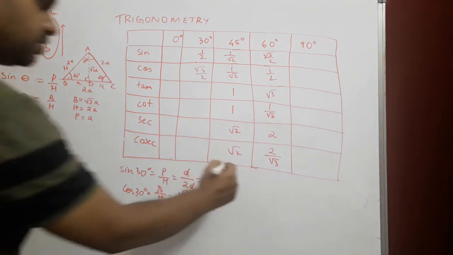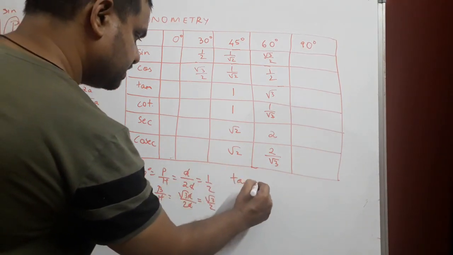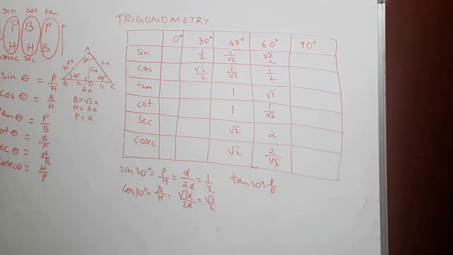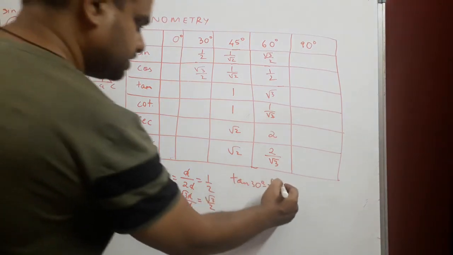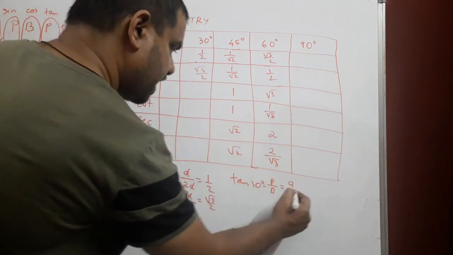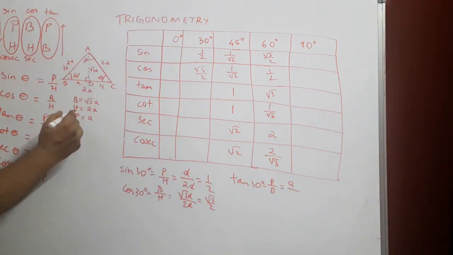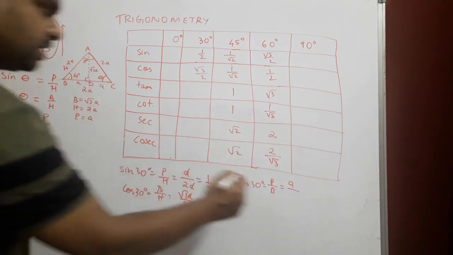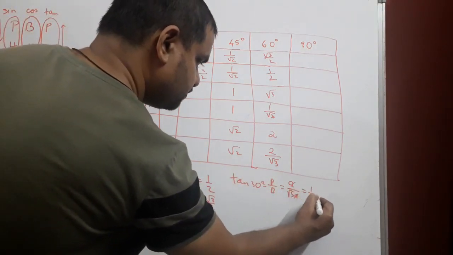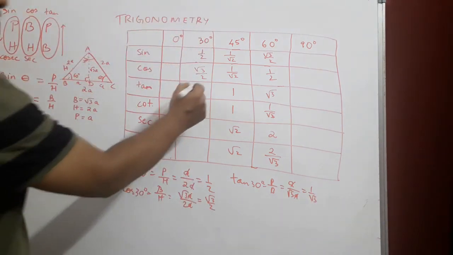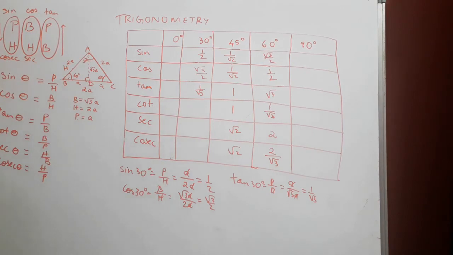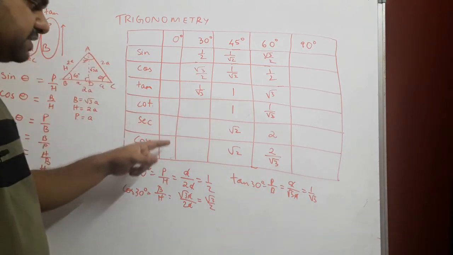Next we come to tan 30. Tan 30 is P upon B. What is perpendicular? Perpendicular is just a. And what is base? Base is root 3a. a and a cancel, we are left with 1 upon root 3. So we write over here 1 upon root 3. Now we go to find out cot, sec and cosec.